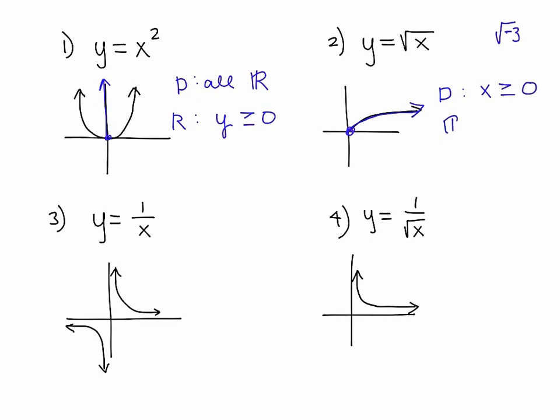For the range, those are all my possible y values. We can say y is greater than or equal to 0. For the third function, which is a rational function, which we sometimes say is a fractional function, when the denominator is equal to 0, it's undefined. So actually over here, we have an asymptote.